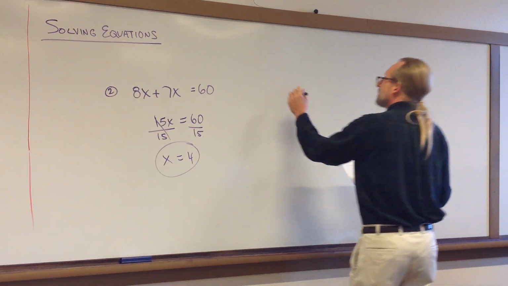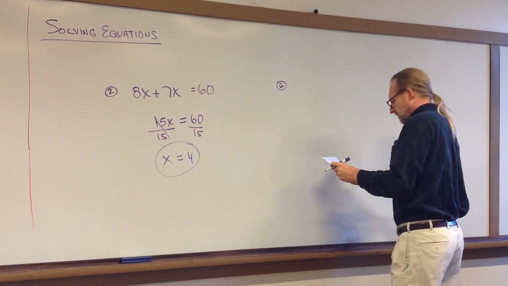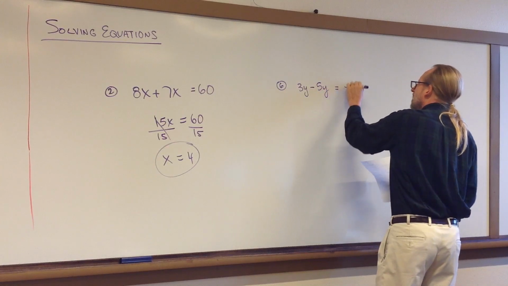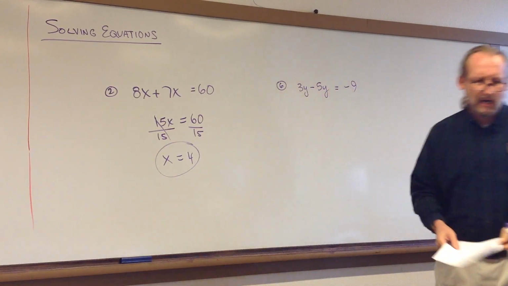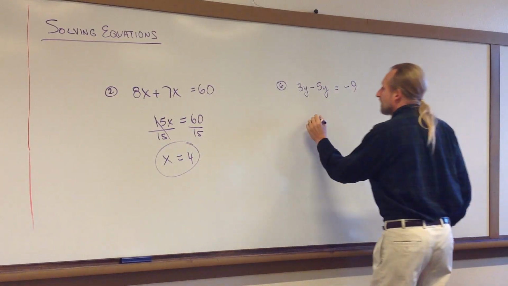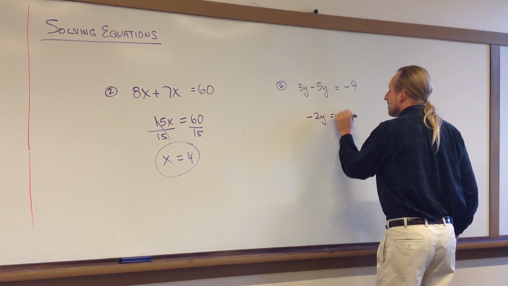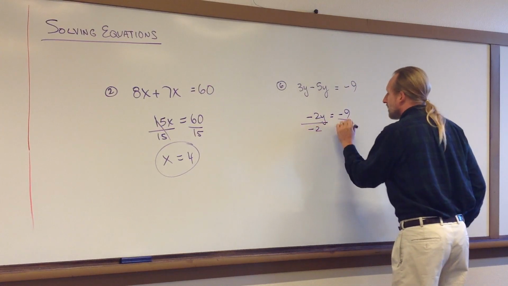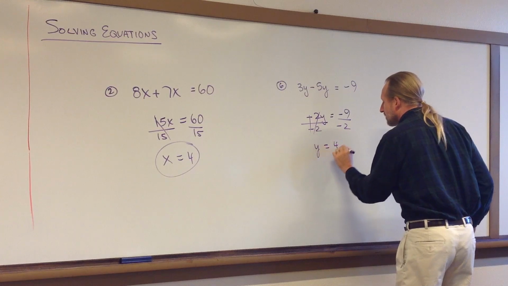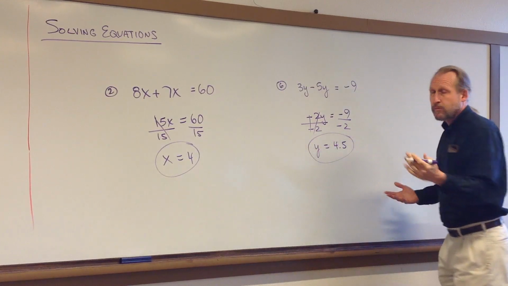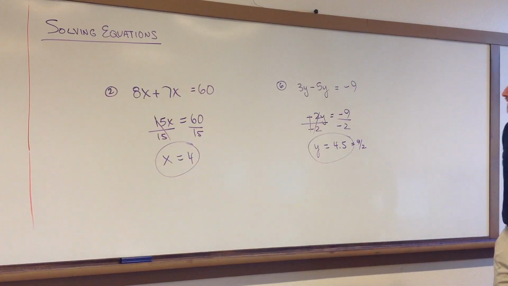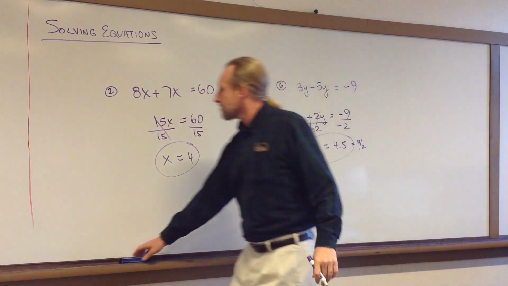Let's look at problem 6. We've got 3y minus 5y equals negative 9. So 3y minus 5y will give us negative 2y equal to negative 9. Divide through on both sides by negative 2. And y is going to be positive 4.5. If you like fractions, call it 9 over 2. Either one is fine.